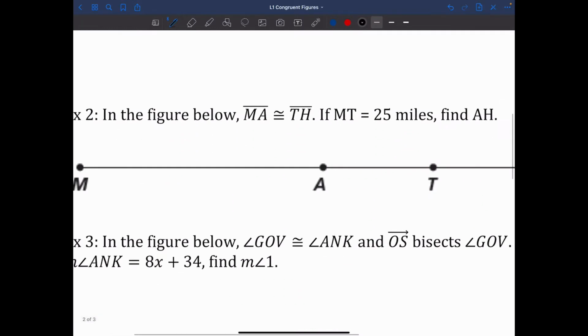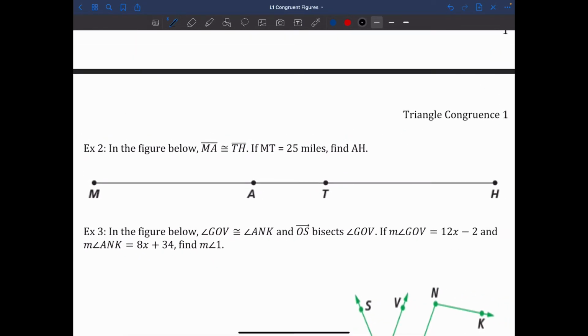On this one, try this one out. The figure below, MA is the same thing as TH. If MT is 25 miles, try and figure out what AH is going to be. If you haven't yet, try pausing here and see what the other side is going to be from A to H.